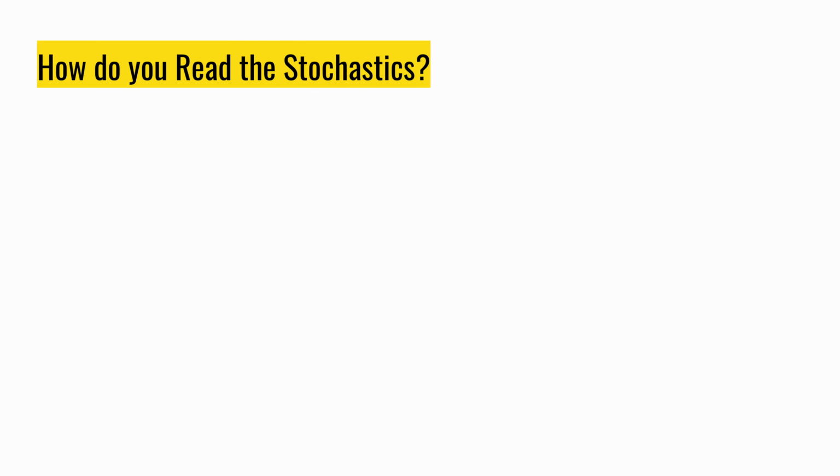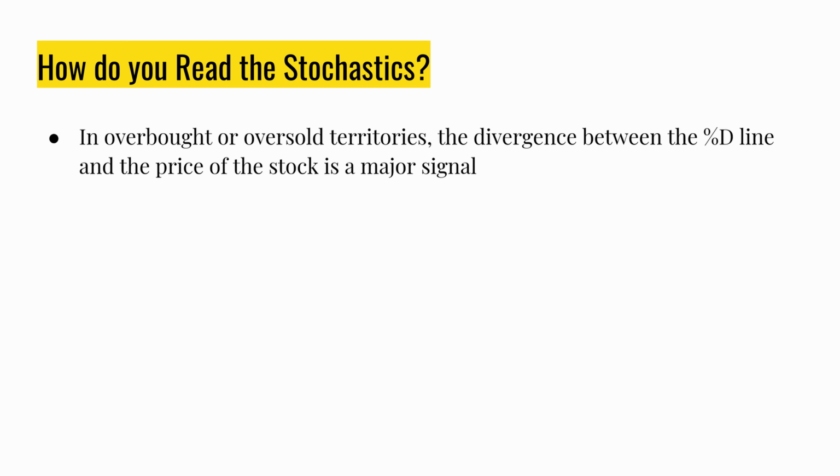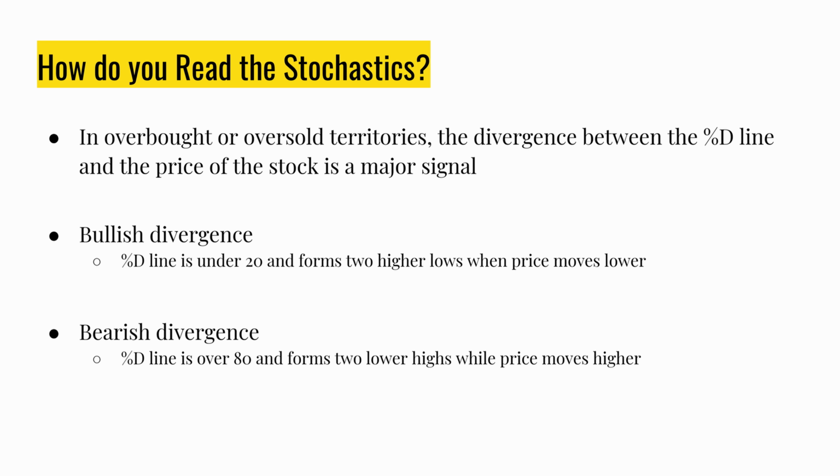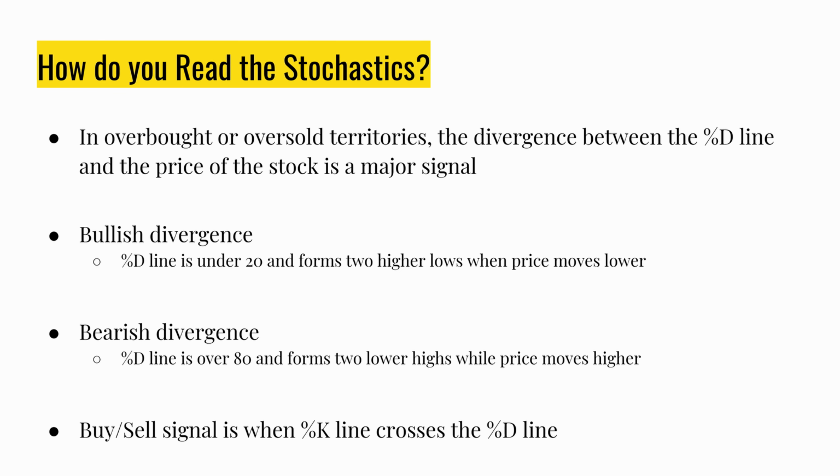Let's now move away from the introduction and into how to read stochastics. In overbought or oversold territories, the divergence between the %D line and the price of the stock is a major signal. A bullish divergence is when the %D line is under 20 and forms two higher lows when price moves lower. As you can see, this concept is basically the same as the one introduced in the RSI. A bearish divergence is when the %D line is over 80 and forms two lower highs while price moves higher. The buy or sell signal is when the %K line crosses the %D line.